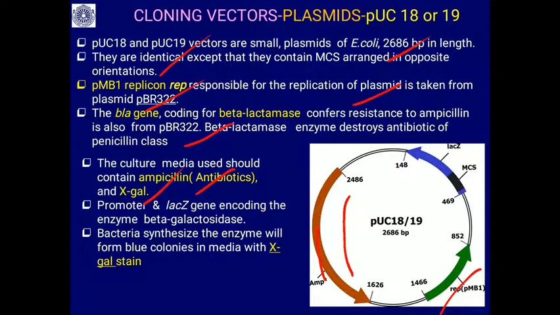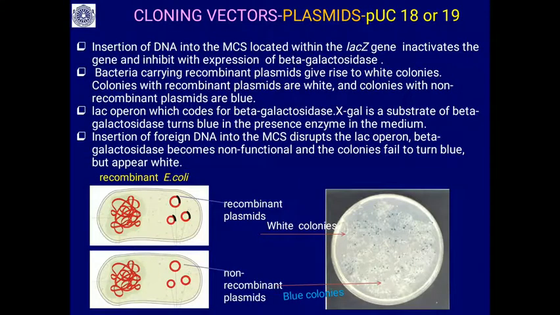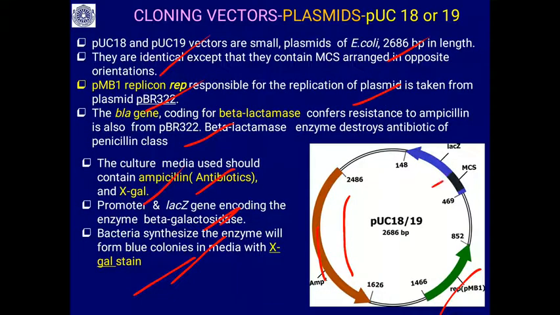So the promoter and LACZ gene encode an enzyme, beta galactosidase. Bacteria that synthesize this enzyme will form blue colonies in the media which contains X-gal stain. Insertion of the DNA into the multiple cloning site located in the LACZ inactivates the gene. So if we insert our gene here, the LACZ cannot be expressed. When the LACZ cannot be expressed, beta galactosidase is not going to be produced. When the beta galactosidase enzyme is not there, it cannot hydrolyze the X-gal stain, so white colonies will result.